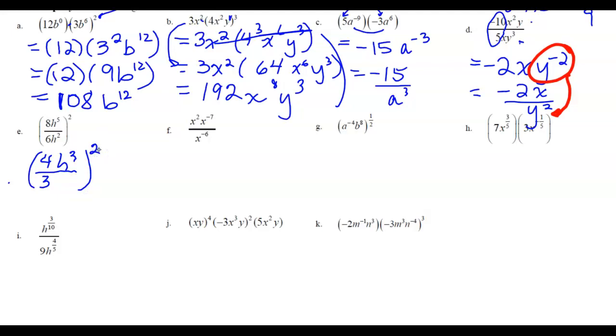Okay, so we're doing order of operations. We're doing inside the brackets first and then squaring everything. Now, with this, you could square everything and then simplify, but this will make it a little bit easier. So now, here's the deal. We have to square everything in there. So that's going to be 4 squared, h to the 6 over 3 squared. Now, if you can do 4 squared in your head right away, go for it.